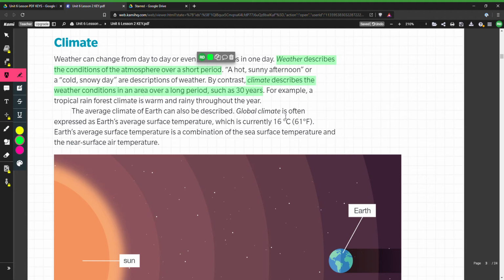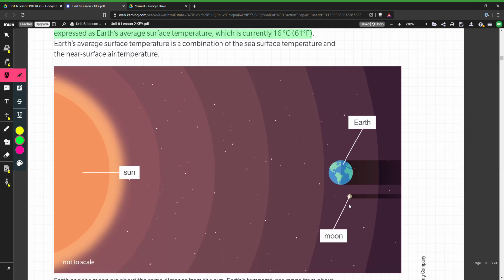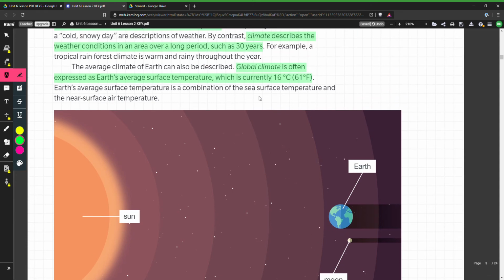And it says our current global climate is the average. So we're going to use surface temperature and global climate a lot. And right here it tells us that global climate is the Earth's average surface temperature, and currently it is about 61 degrees. They do that by essentially having thermometers all over the Earth and throughout the oceans on the surface, and they add up all the temperatures, and that's how they get this average of 61 degrees.